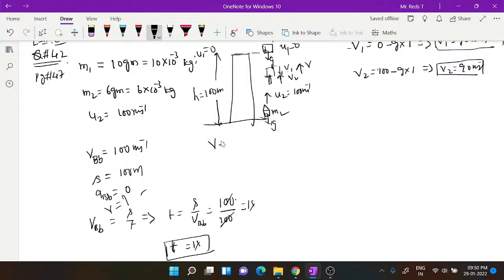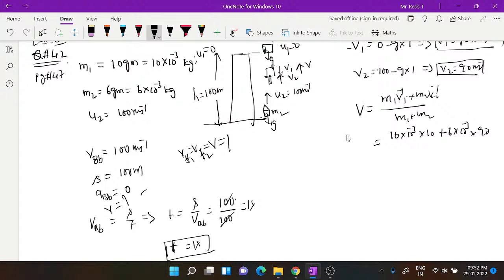Common velocity v1 is equal to v2, the final velocity. That is what is asked to find here. For that purpose, we have to find t, then find v1 and v2. Now we have to use the law of conservation of momentum. According to the law of conservation of momentum, m1 v1 in vector notation plus m2 v2, divided by the total mass. M1 is the block mass, 10 grams, or 10 into 10 to the power minus 3, and it is moving down. The other is moving up.